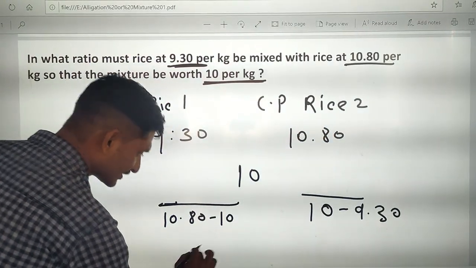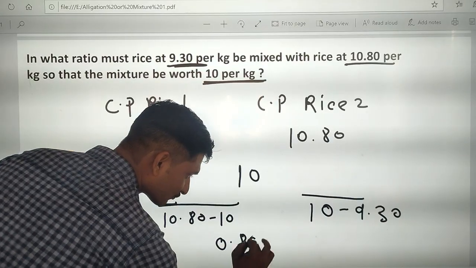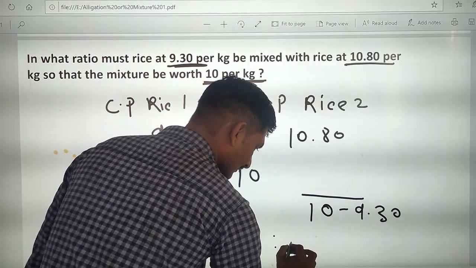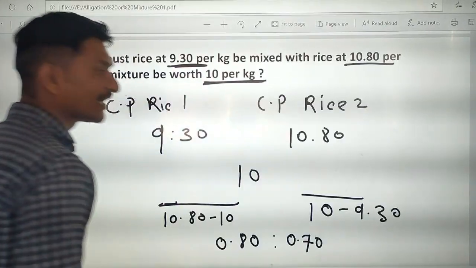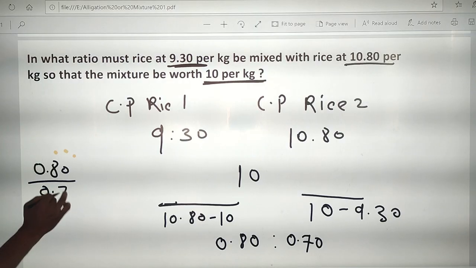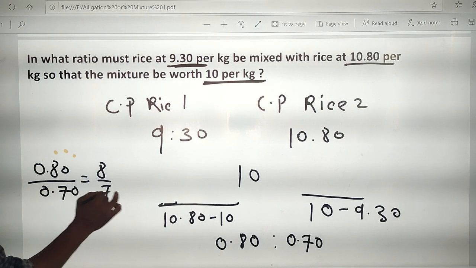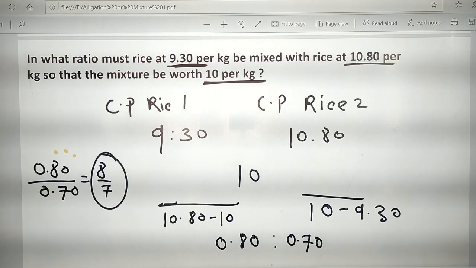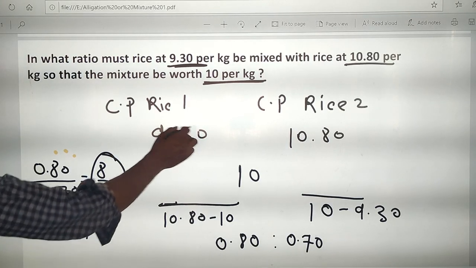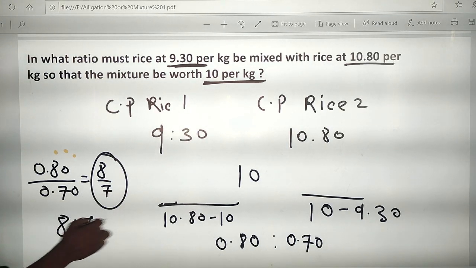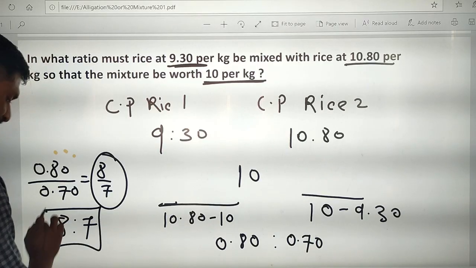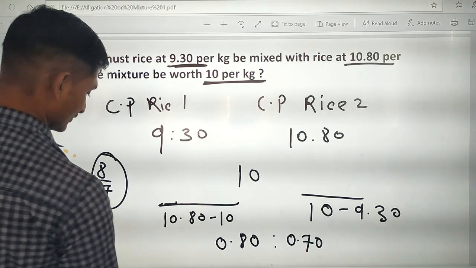Here the subtraction is 0.80, and the other subtraction is 10 minus 9.30, which is 0.70. Then their ratio is 0.80 to 0.70, which is 8:7. Then these two rice are mixed in the ratio 8:7: of the 9.30 rice take 8 kg and of the other rice take 7 kg. Your ratio is 8:7.